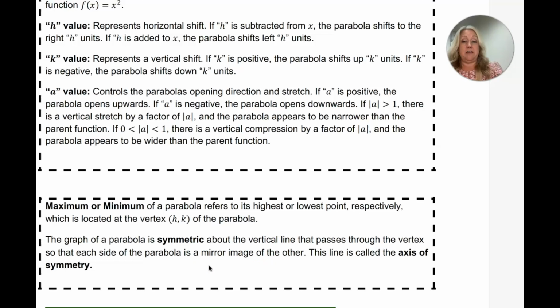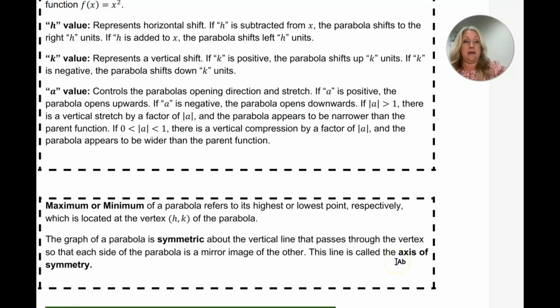Okay? Another thing to keep in mind is that a parabola always has symmetry about the vertical line that passes through the vertex. So you can see as you look at your parabola, it's a mirror image, one side and the other. If you were to fold, like cut it in half and fold it over, it would line up right on top of the other. And that's called the axis of symmetry. We're going to be talking a lot about that going forward. So make sure you understand that part.